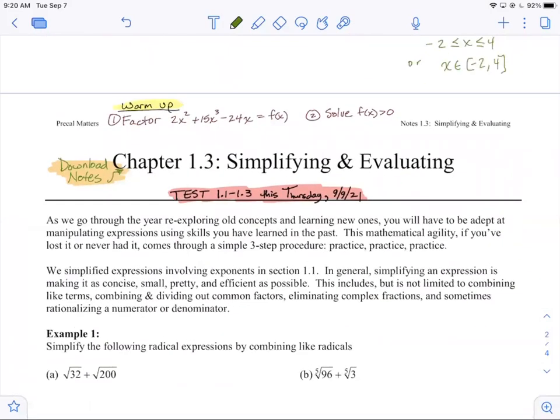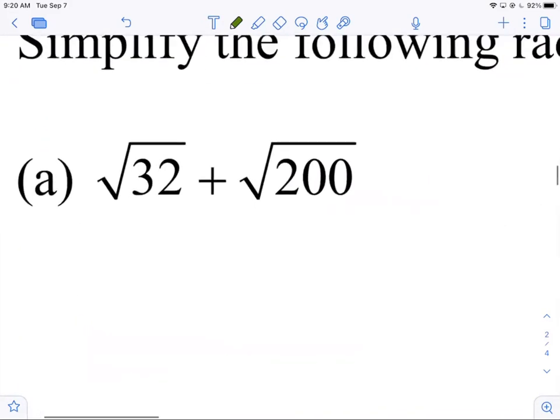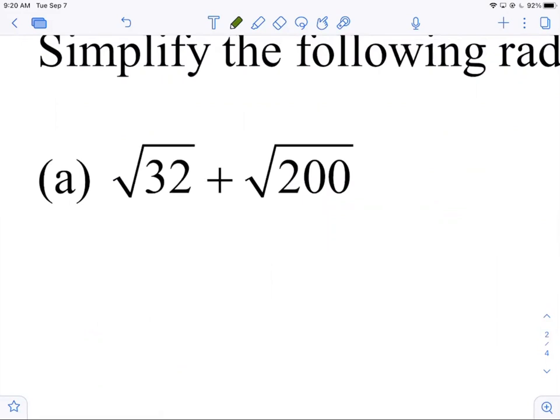Okay, so let's jump then to 1.3, simplifying and evaluating. Very, very similar to example 1, what we've already kind of talked about. So we can go through this kind of quickly. We have radicals, but they're numbers, okay, not variables. So we can simplify these even if they're not perfect radicals. Like this would be the square root of 32, which is not a perfect square, nor is 200, okay? We can only add like terms. That would include having like variables or in this case, like radicals.